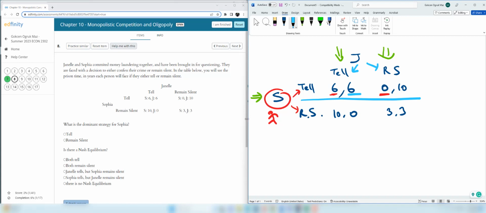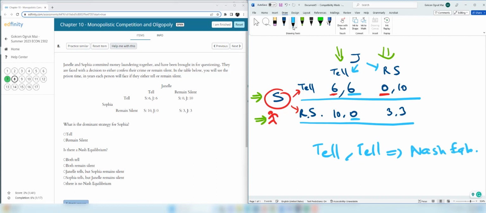And now here again, we know that Sophia has two options, but Sophia may choose to remain silent. If Sophia remains silent, now we are talking about this row, and now Janelle has two payoffs, either 0 or 3. 0 is better. So the cell where both players choose the best responses is the Nash equilibrium. In this case, tell, tell, 6, 6 is the Nash equilibrium, because in that cell, both players play their best responses given the other's strategies. And for this reason, both tell is a Nash equilibrium.